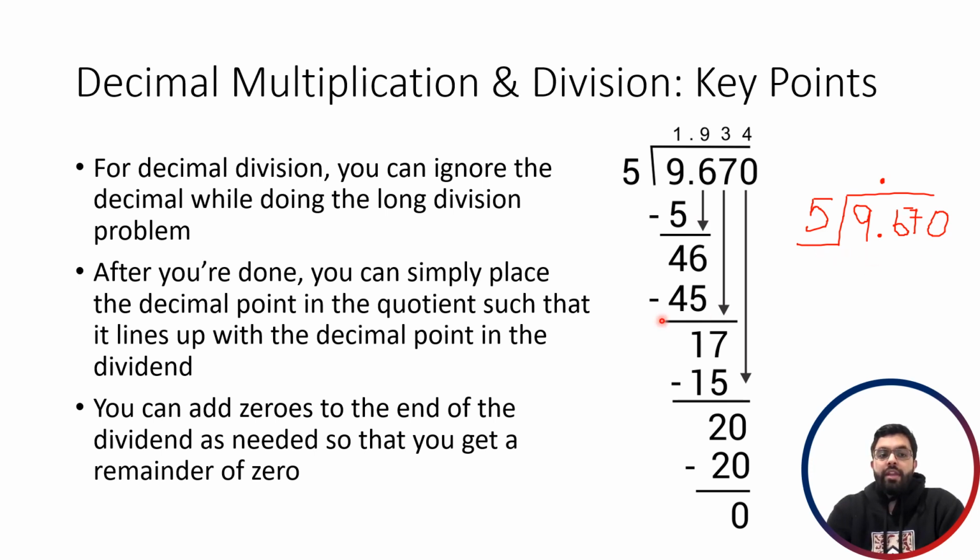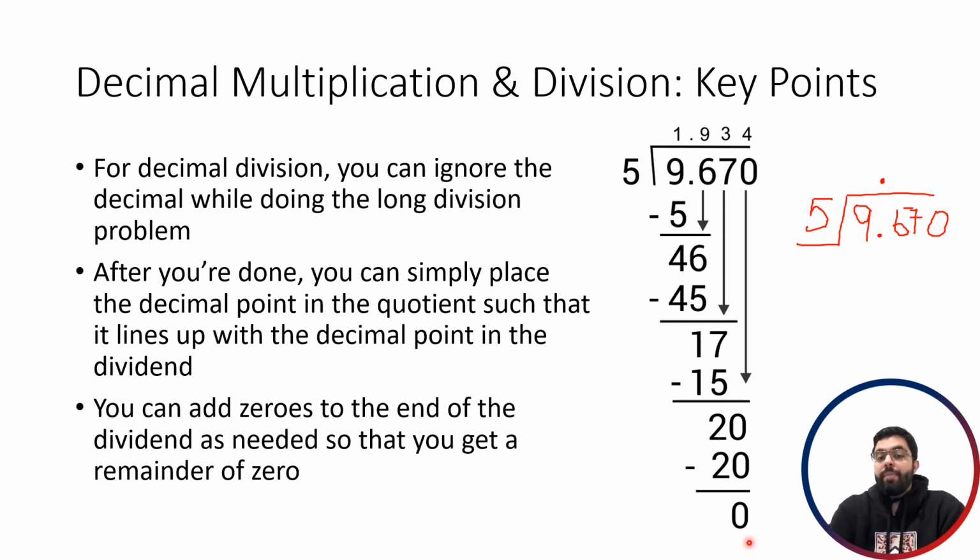And then the last key point is that at the end of the dividend, this number down here, this 9.670, if you need to, you can always add in more zeros so that you get a remainder of 0 as your answer. So there's only two real options when you're doing division involving decimals. You can't just get a remainder as an answer. That's not acceptable when you're working with decimals.